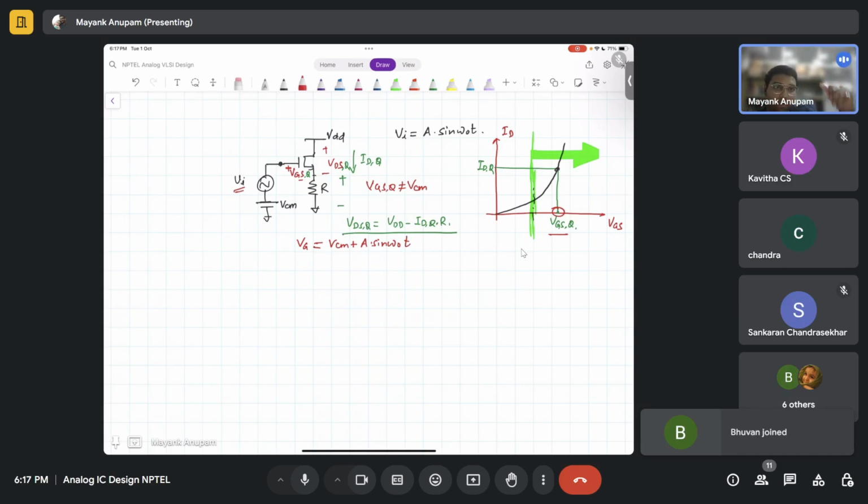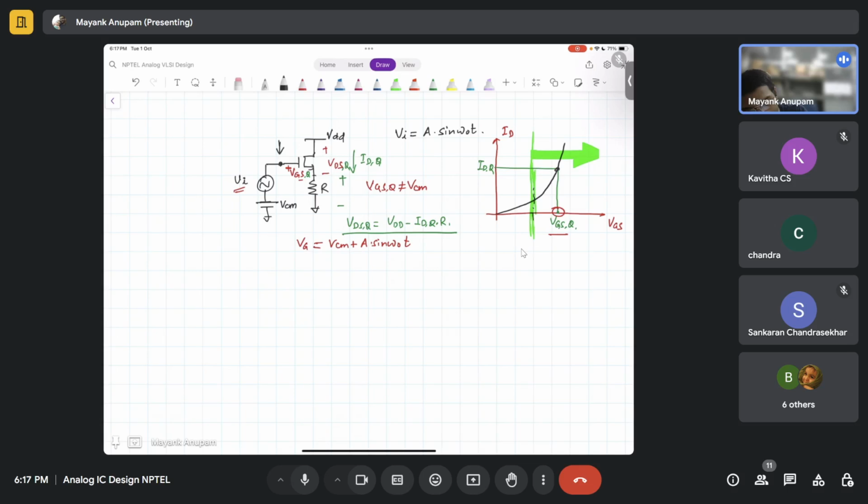So basically my VG here is VCM plus or minus something, always moving around VCM. Let's say because of some reason this node voltage starts to go down, when Vi is taking its negative excursion, when the sinusoid is going below. The sinusoid has two phases: it is above zero half the time, and below zero half the time. So let's say this goes below.